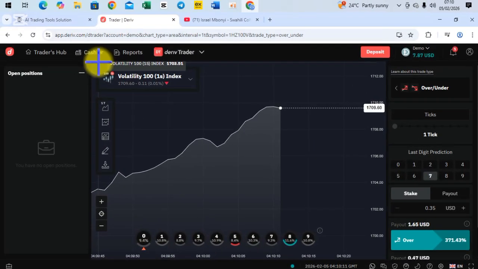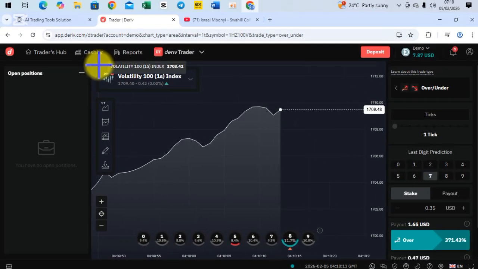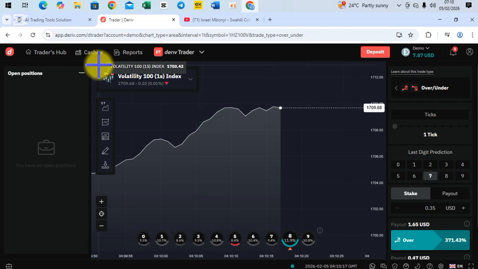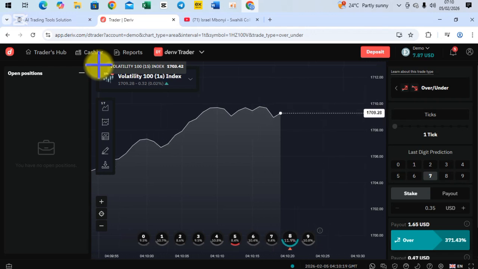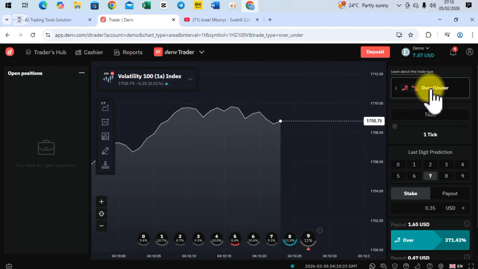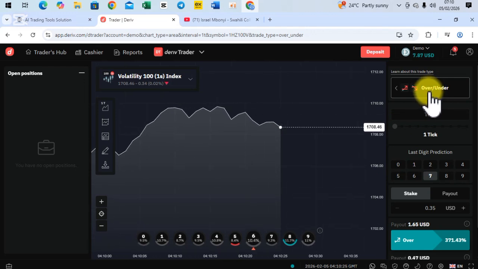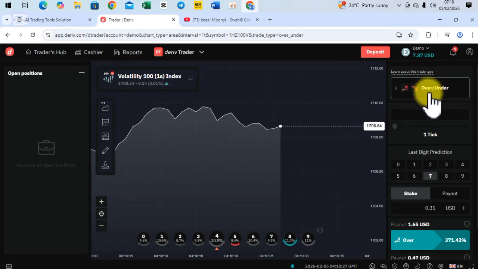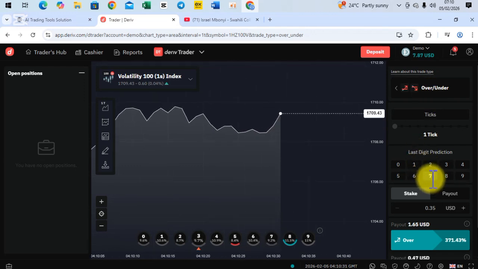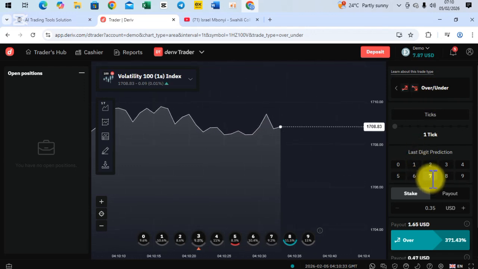Hello traders, and now we are going to part 3 of trading over and under market on Deriv. And here I'm on Traders Hub. So real quick, as you can see, I'm on over and under market. And the strategy we are going to be looking at is under 7, right? However, we are going to be using 2 indicators.